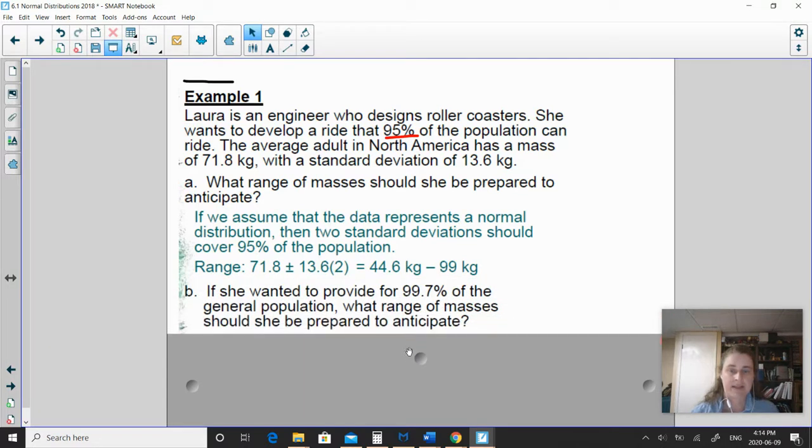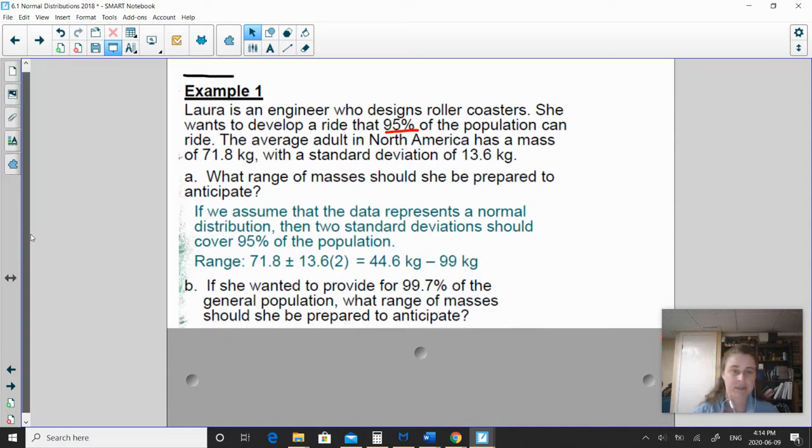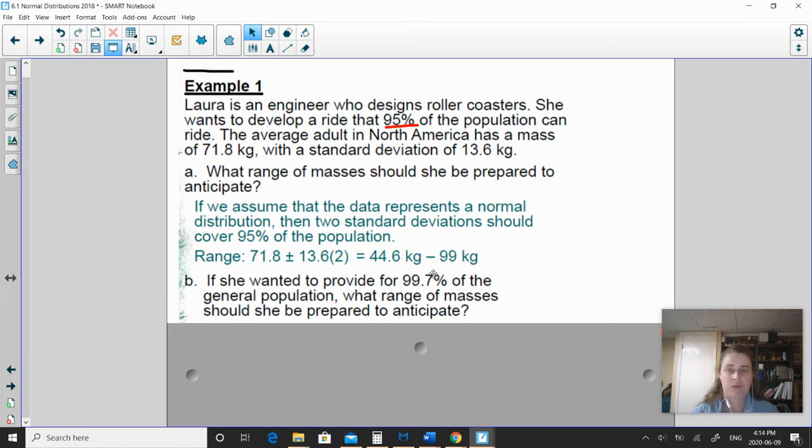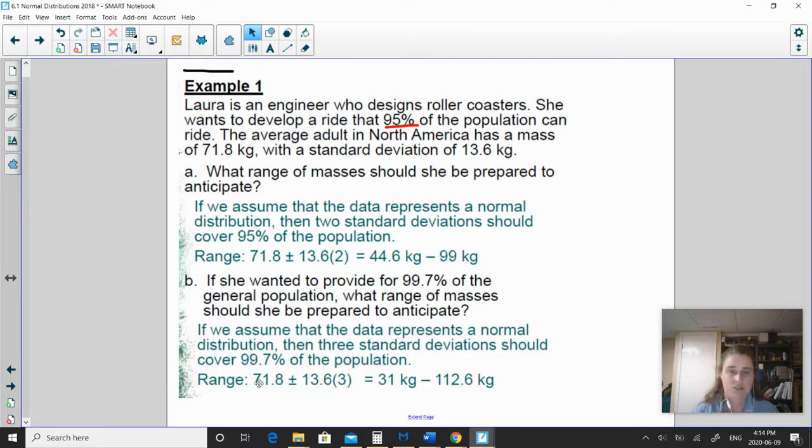If she wanted to provide for 99.7% of the general population, what range of masses should she be prepared to anticipate? So 99.7 refers to 3 standard deviations from our mean. So you're going to repeat this process, but instead of doubling your standard deviation, you're going to triple it and then add and subtract from your mean. We start at 71.8, add triple of 13.6 to get our upper limit of 112.6. Then we triple 13.6, subtract that from 71.8, and you end up with 31. So the range for 99.7% of the population would be 31 kilos to 112.6 kilos.